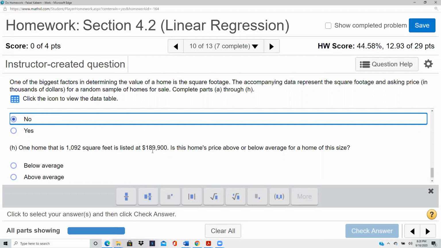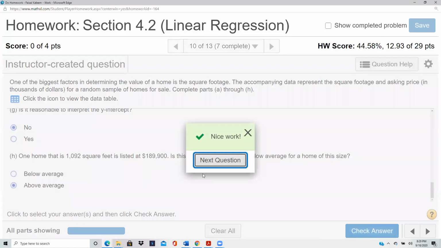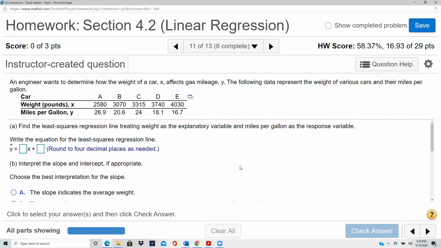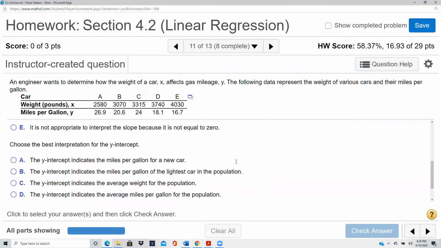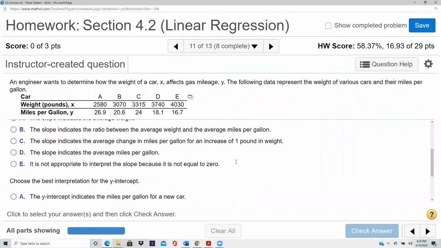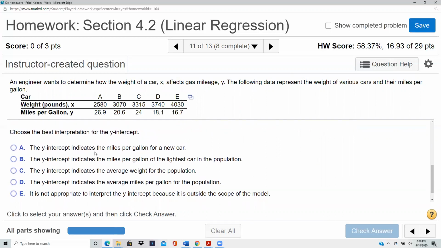So the model gives you the average price, and then you can see whether whatever outside price is given is above or below average. This one is above the 158,000 given by the model, so it's above average. And then this next one is very similar. Again, we have to interpret the slope and the y-intercept. In this case, the y-intercept will make no sense because that would mean the mileage of a car whose weight is 0, and we cannot have a car of weight 0. So the y-intercept is not reasonable even here.